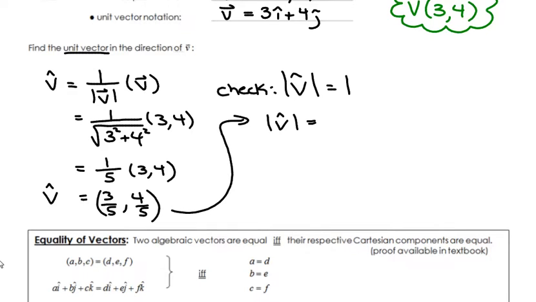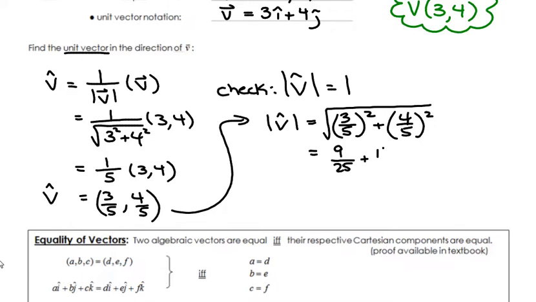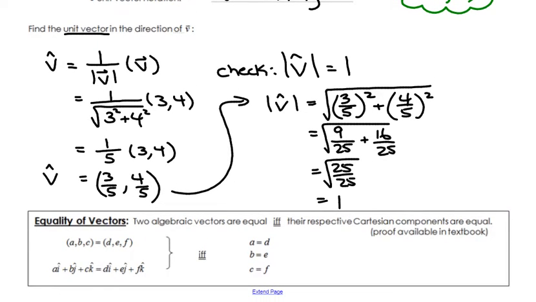Okay. Take each of the components, square them, add them together, and square root them. So Pythagorean theorem. That's going to give me 9 over 25 plus 16 over 25, which is 25 over 25, and you already see it, it's going to equal 1. Okay, so we've found our unit vector v from our vector v just by multiplying by the reciprocal of the magnitude of vector v. Okay, so that's a little bit of review. Let's get into some new stuff.